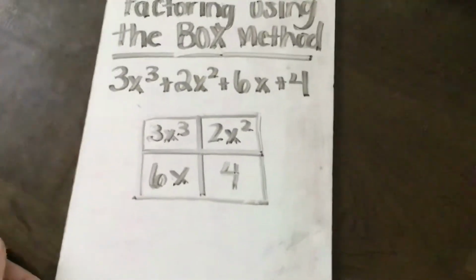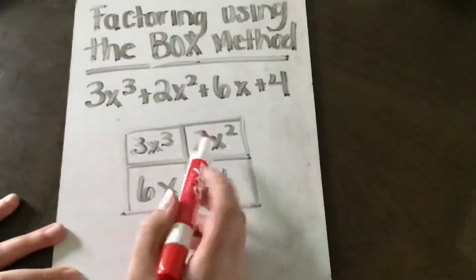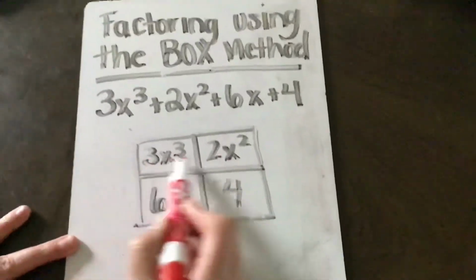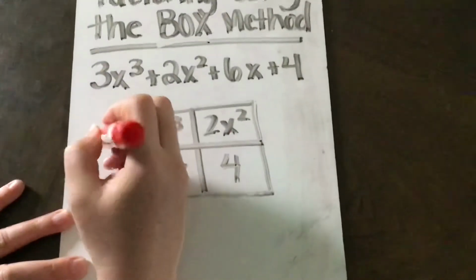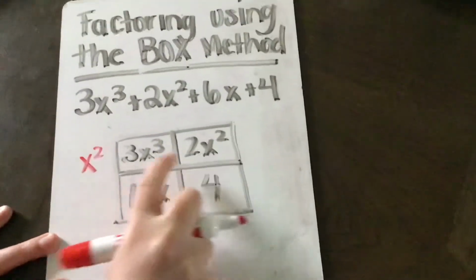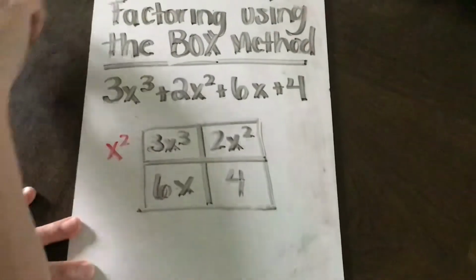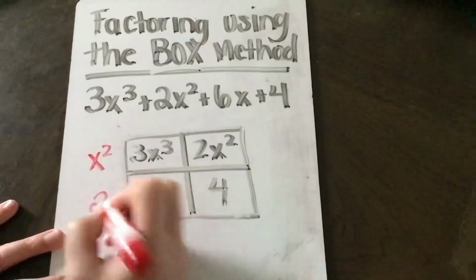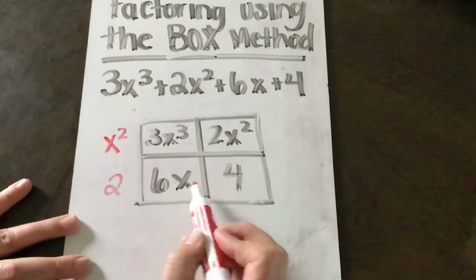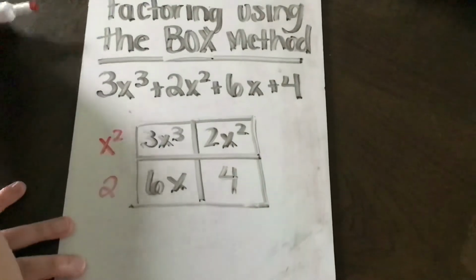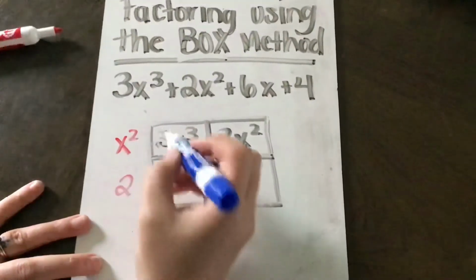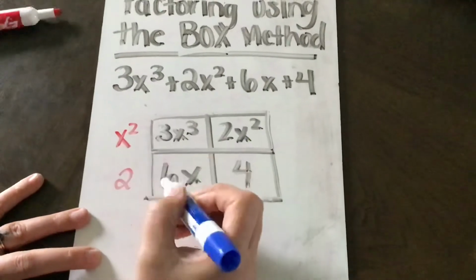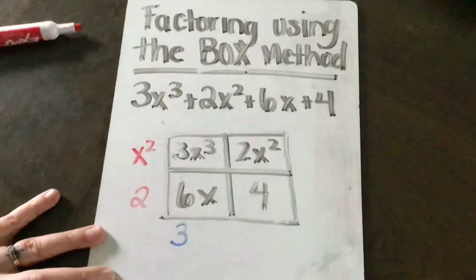I'm looking for the GCF of each one. So here, if I look, the greatest common factor here is an x squared. No numbers that go into 3 and 2, but they do both have at least an x squared. And if I look here, I get that 2 goes into both of those. This one doesn't have an X, so I can't pull out an X. When I look here, I see 3 and 6, so a 3 comes out of both of those.